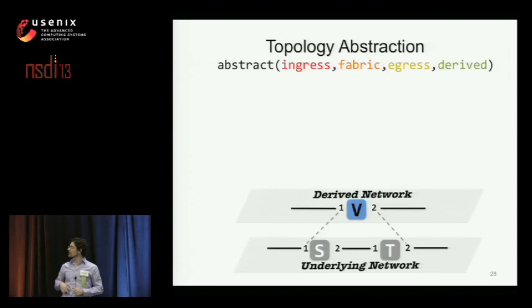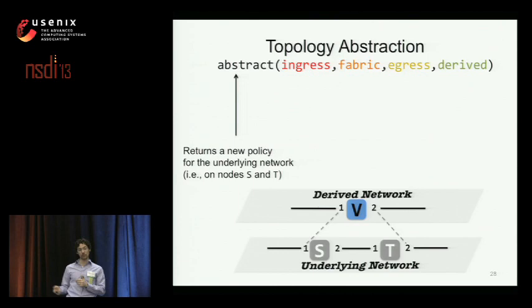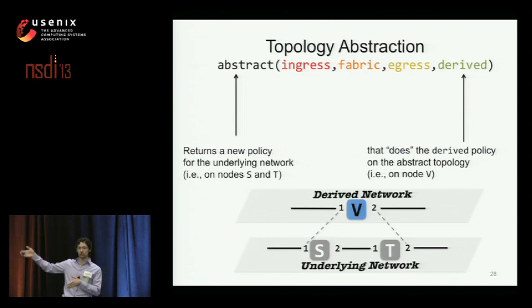So how do we do abstraction? Well, all abstractions will use this function abstract, which simply is going to return a new policy. It's going to take in several policies, which I'll tell you about. It's going to return a new policy for the underlying network, written only in terms of nodes S and T, that does the same thing that running the derived policy on the derived network would.